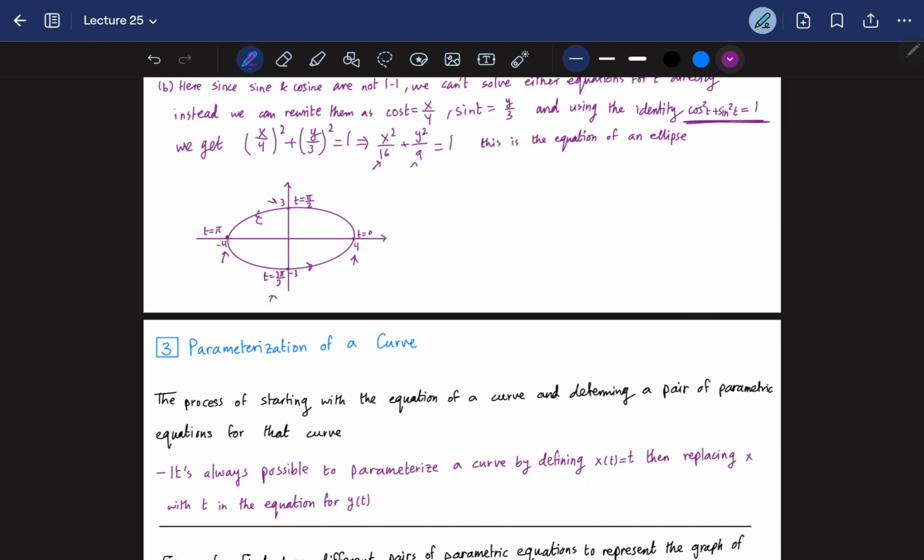So these are the two main ideas of eliminating the parameter. You either solve the equation for t and substitute in the other equation, or you use some identities that you already know if you have sine and cosine.